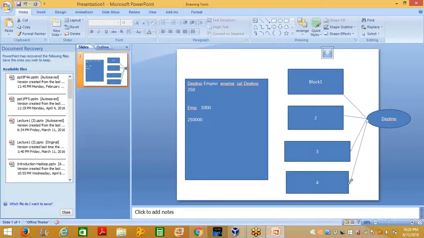In such a case, what we really want to do is find the employees that belong to a specific department. I would like to find the employees belonging to a specific department. In such a case, there are two ways.